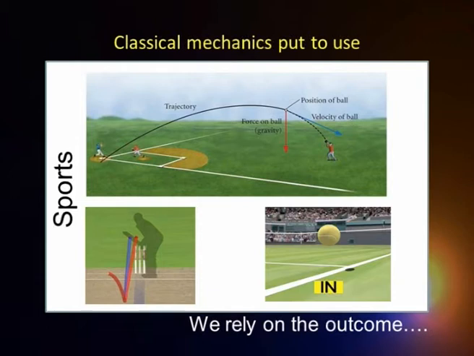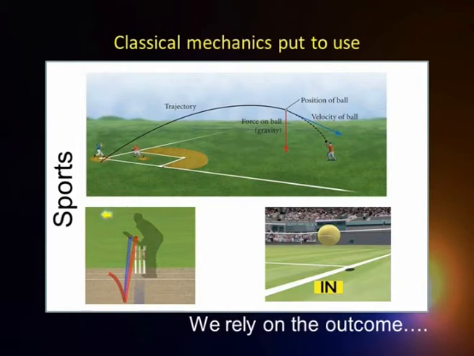Now, in this case, we are not making any calculations per se, but we are doing some kind of mental calculation. We see how it is going, how high it is going, where it is going to fall. So, we anticipate and position ourselves to make the catch. That is a kind of mental calculation, but all of that is again based on our understanding of classical mechanics.